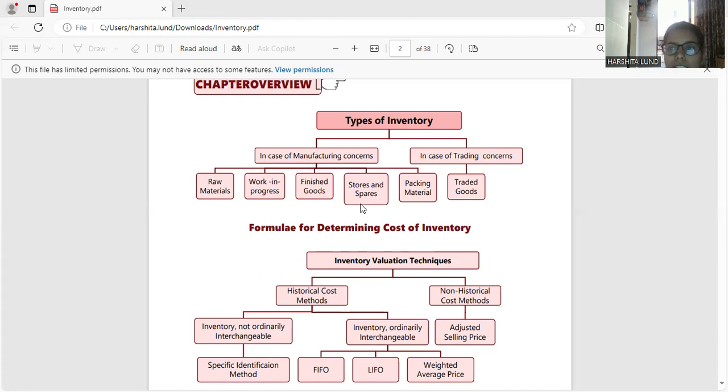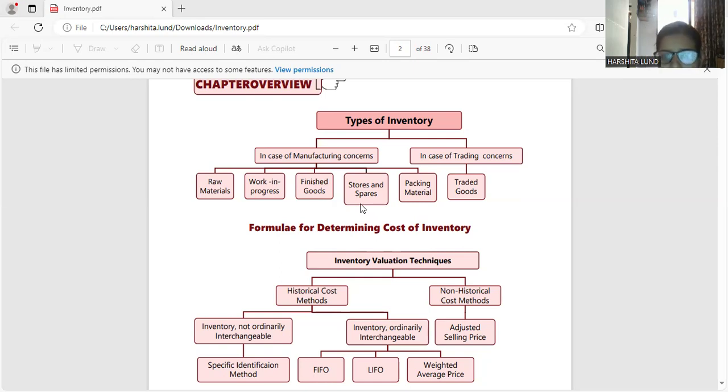Packing material: if the entity uses packing material to pack its finished goods, then this is also one of the inventory items for a manufacturer. But for trading, there is only one item of inventory, the traded goods, which the entity purchased in order to sell.